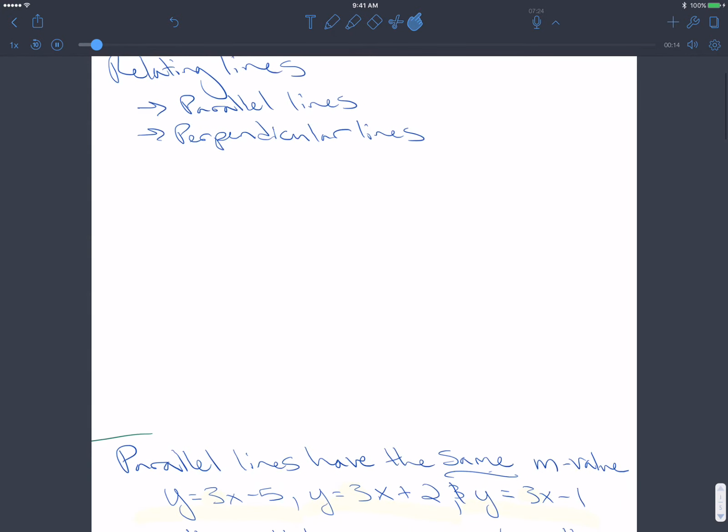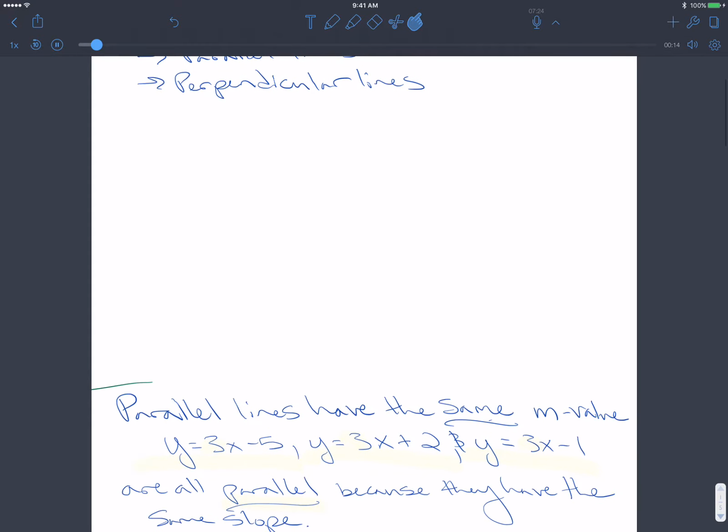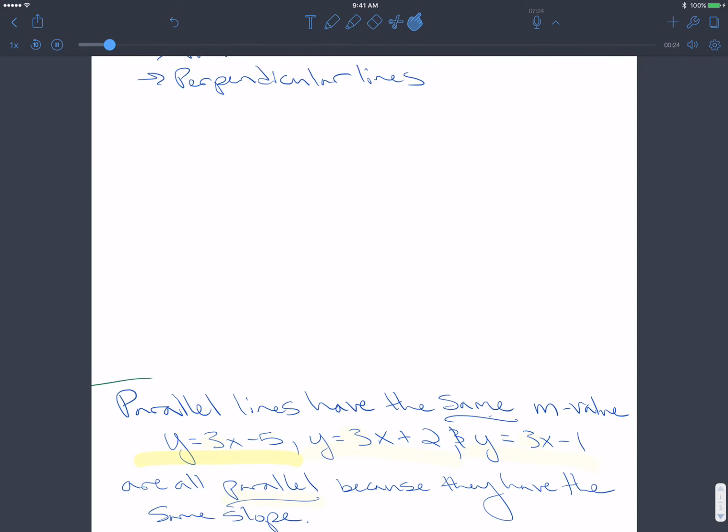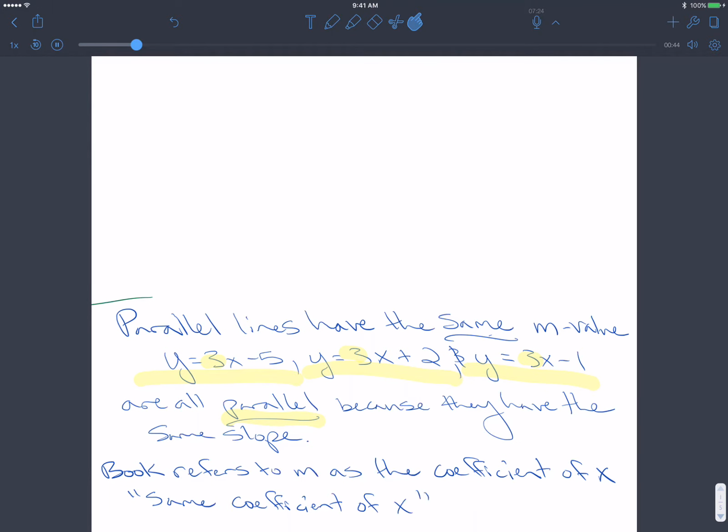The key here is that they have the same m value, the same slope. So lines y equals 3x minus 5, y equals 3x plus 2, and y equals 3x minus 1 are all going to be parallel because they have the same slope. The 3 that is in front of the x is the same in every single one of these equations. The book refers to this as the coefficient of x, which really is just a number that goes in front of that variable. So if they have the same slope, they're parallel.